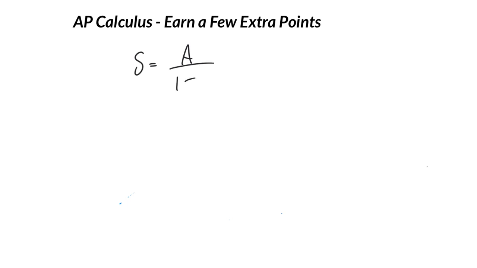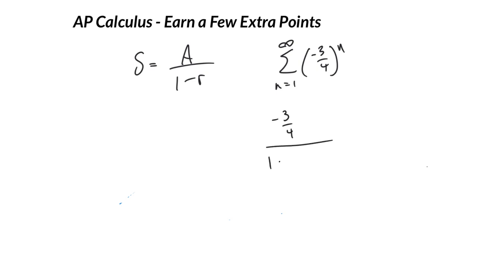Back to my BC folks, don't forget the formula for the sum of a geometric series. It's the first term over 1 minus the ratio. So if I had a series that was like negative 3/4 to the n, starting at 1 to infinity, the first term, well, plug in 1, since that's where it started. It would be negative 3/4. And then the ratio is whatever's being raised to the nth power, that is also negative 3/4. Memorize that formula. You're going to need it on the BC exam.